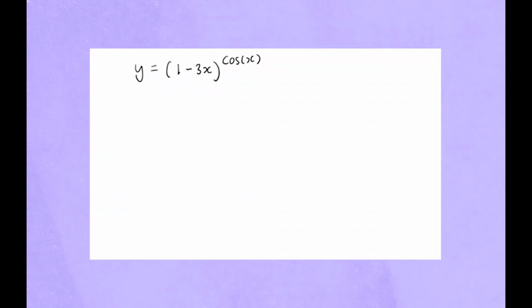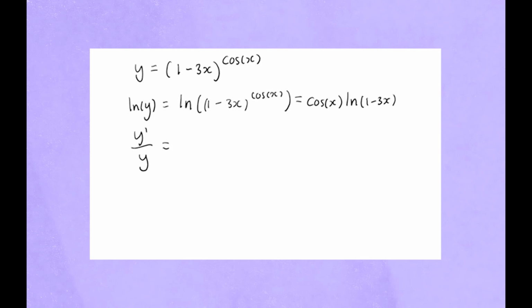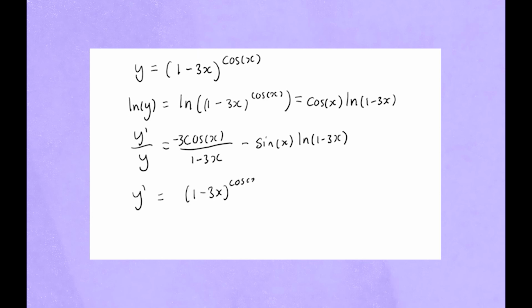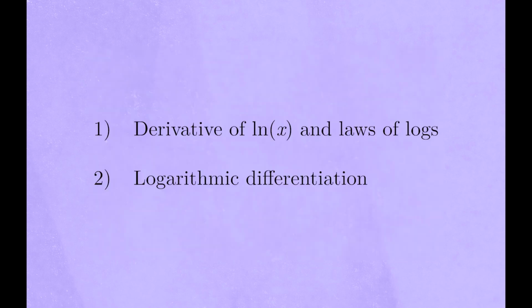y equals (1 minus 3x) all to the power cosine x. Here we have a changing base and changing power, so we have to use logarithmic differentiation. Taking the log of both sides and bringing down the power, we get ln y equals cosine x times ln of (1 minus 3x). Differentiating gives y prime over y equals negative 3 cosine x over (1 minus 3x) minus sine x times ln of (1 minus 3x). Solving for y prime, we find y prime is (1 minus 3x) to the power cosine x times the old right-hand side.